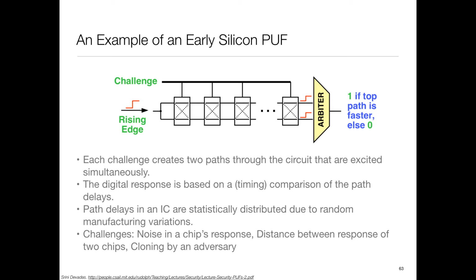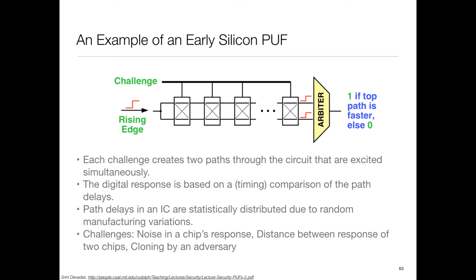You can make things arbitrarily in your favor by increasing the number of parallel circuits that you have, so essentially a larger number of bits of the response. So each digital response is based upon the delay between the rising edge on the top and the rising edge on the bottom.